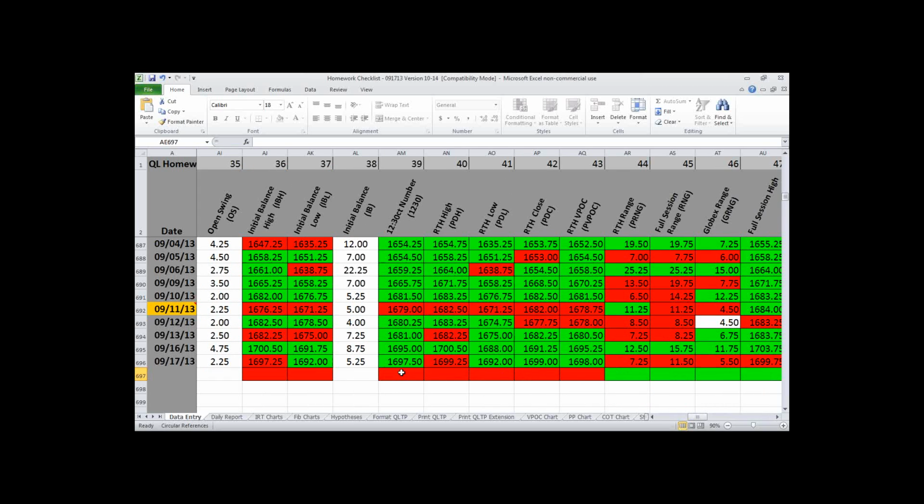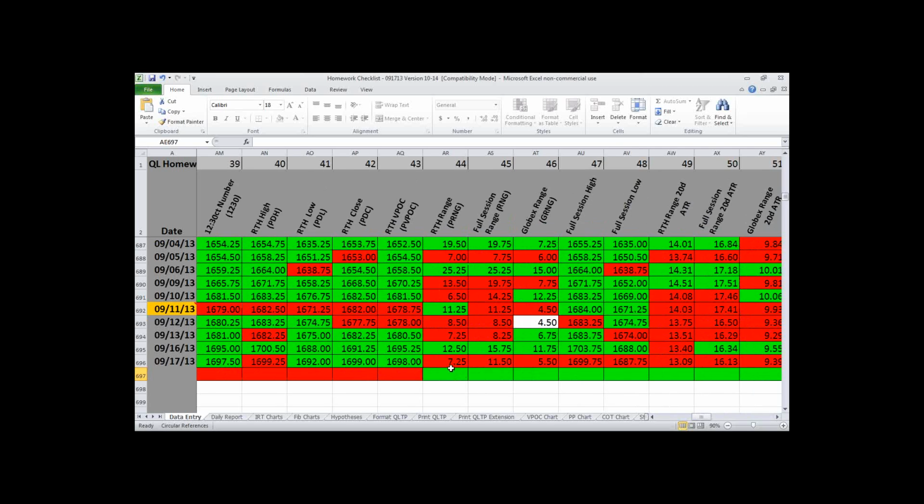during the day. Our 12:30 number, all numbers in here are in central, was 1697.50. We've been trending up on the 12:30 number. Our RTH high was lower at 1699 1/4. Our RTH low was higher at 92. Our close was 1699, and our VPOC for the day was 1698.